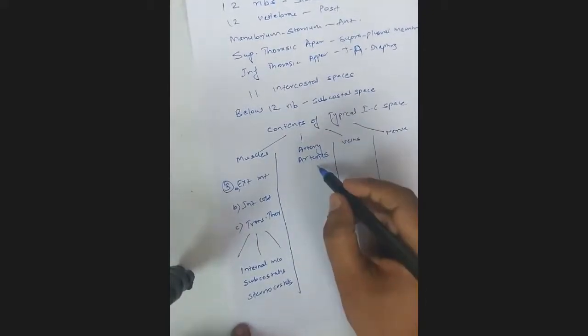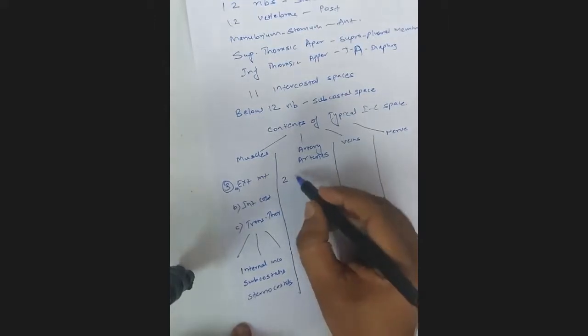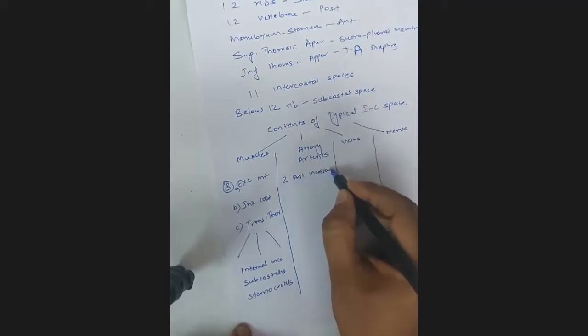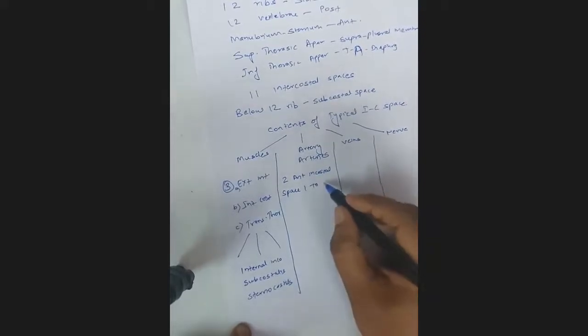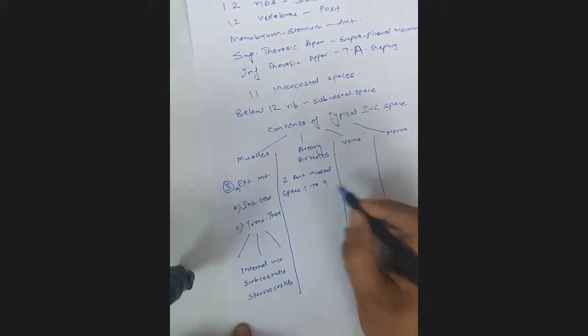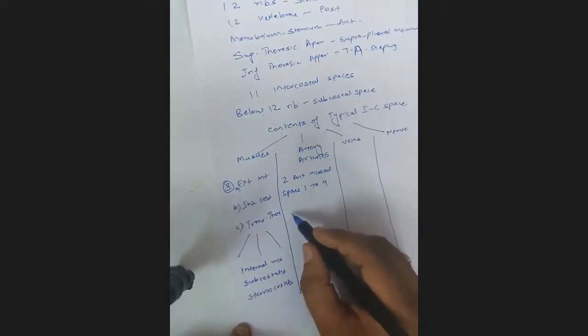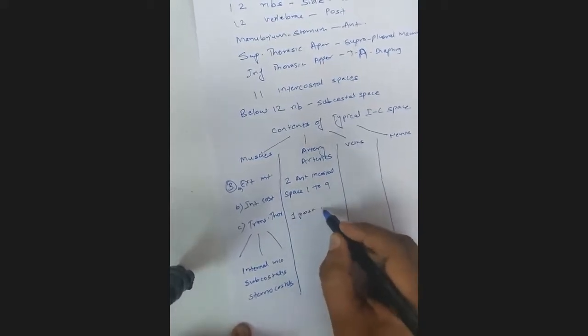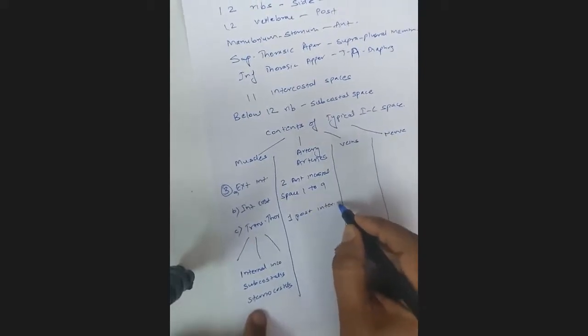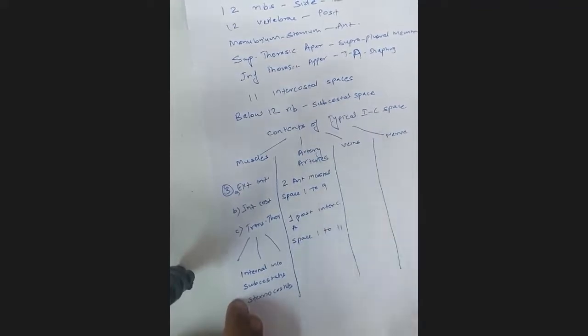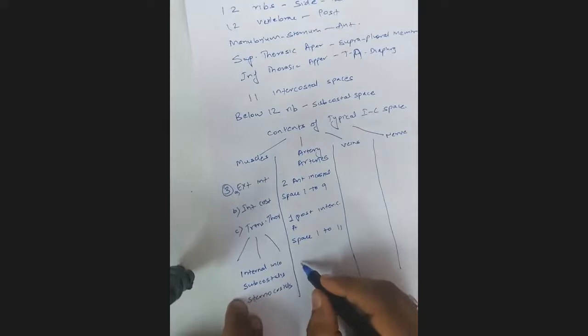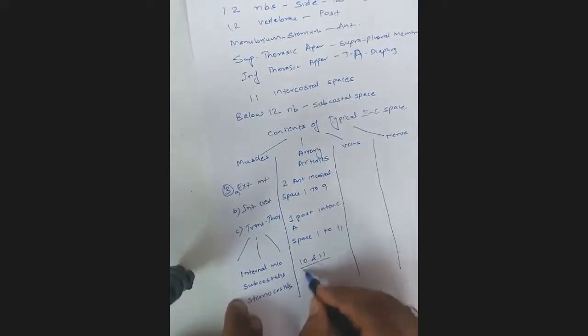When we talk about the arteries, there are anterior intercostal arteries in spaces 1 to 9. And there is one posterior intercostal artery, one posterior intercostal artery from space 1 to 11. That means in spaces 10 and 11, there is no anterior intercostal artery.